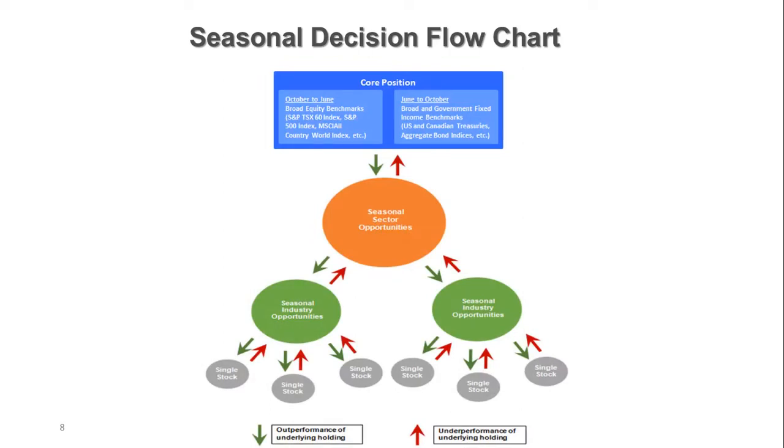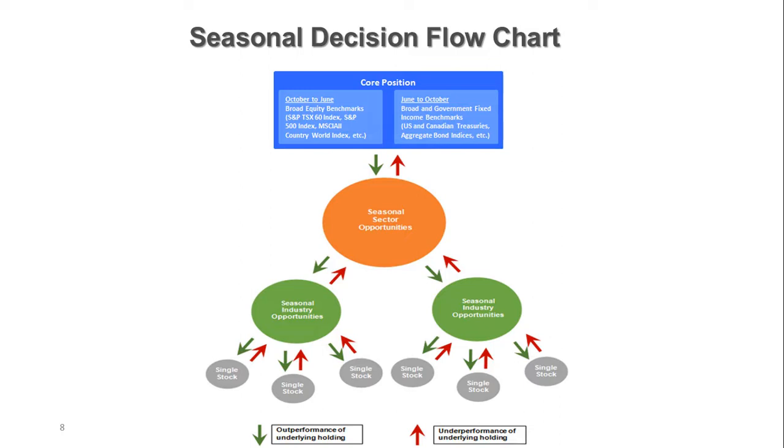Given the average context of risk-on and risk-off periods for stocks, a seasonal decision flow chart can be derived. The mandate aims to maintain a core position within the broad equity market between October and June, while fixed income investments are favored as the core holding between June and October. From these core positions, seasonal opportunities are sought, primarily by way of ETFs tracking the various segments of the market.